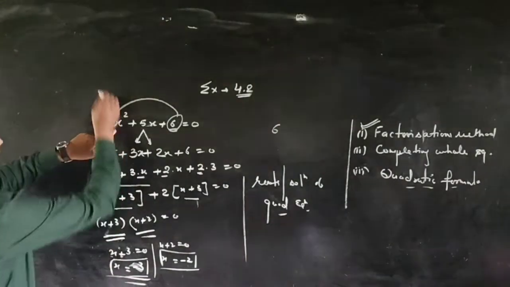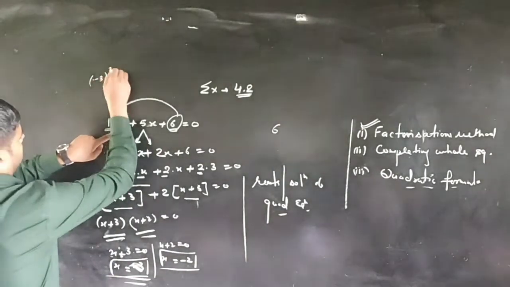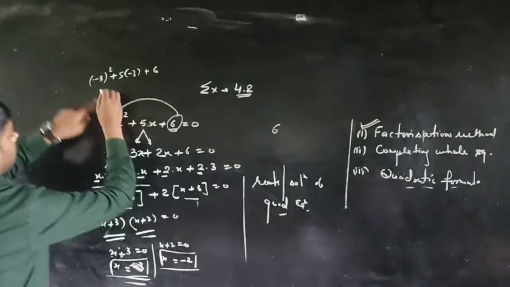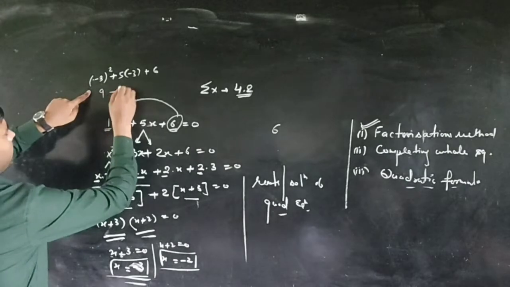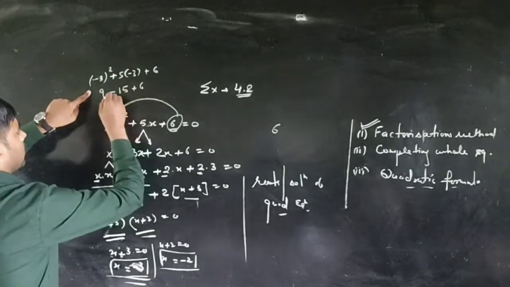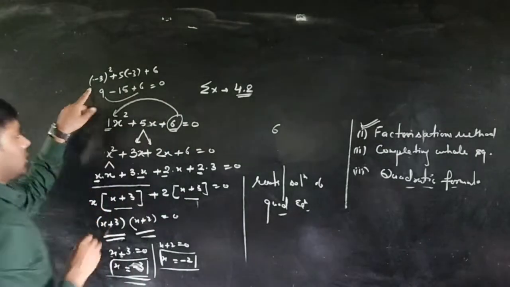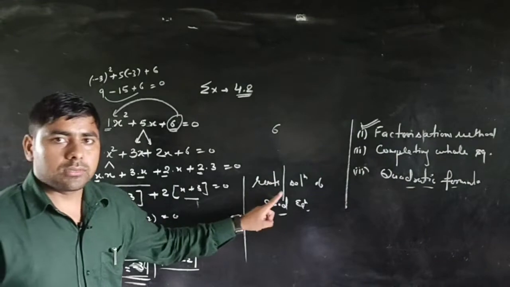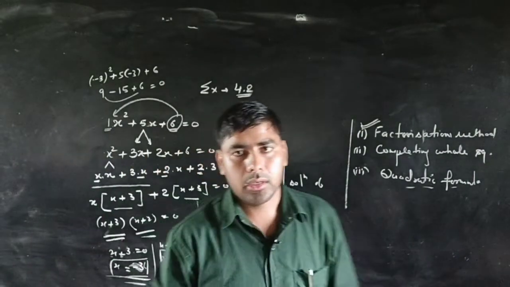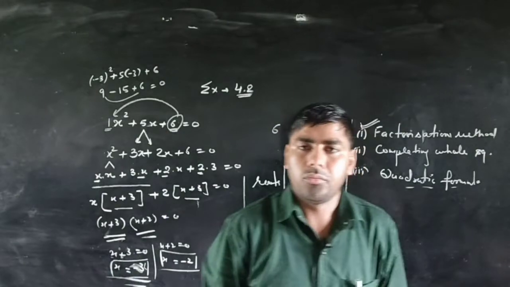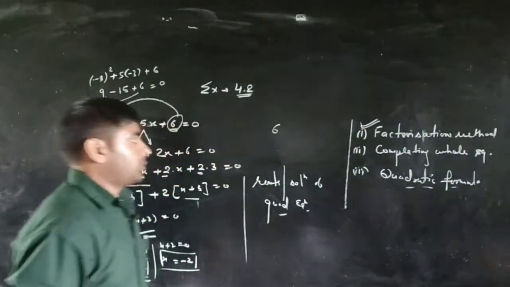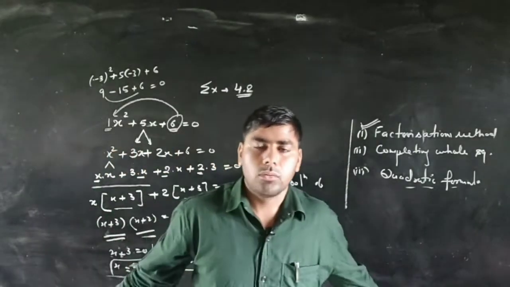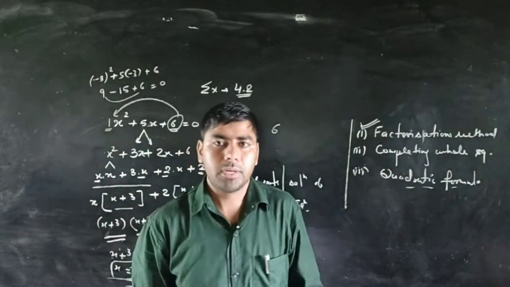If we put x is equal to minus 3 in minus 3 whole square plus 5 into minus 3 plus 6, we get 9 minus 15 plus 6, which is 15 minus 15 equal to 0, which is true. So minus 3 is a root, or solution, of the given quadratic equation. This is the factorization method, or splitting the middle term method. We can solve quadratic equations like this by this method.